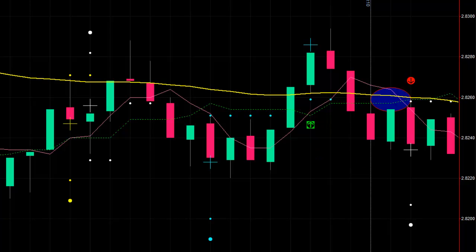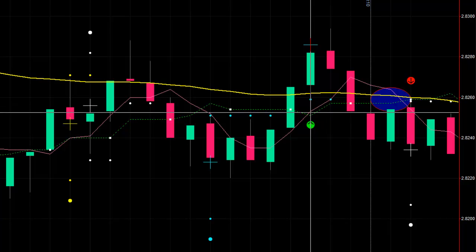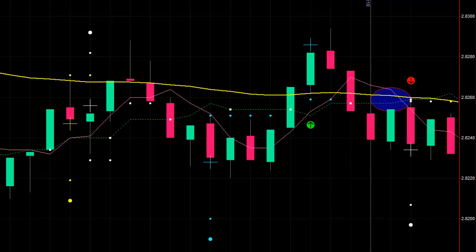Notice the purple line here and the green dash line. Okay, the purple line is called the confirmation line. Those are custom indicators, and we take trades in the direction of the confirmation line. So if the confirmation line is above the green dash line, we're looking at longs. If it crosses over, we look for shorts. So this long had potential.